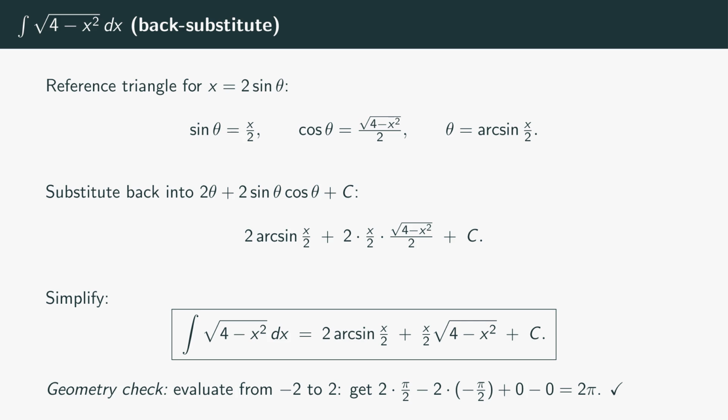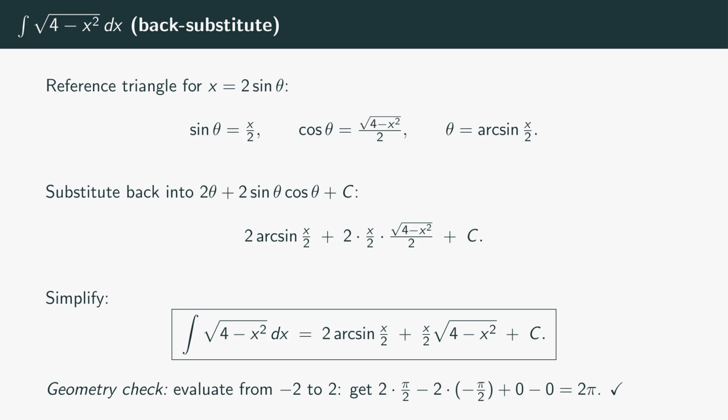And here's the most satisfying check in this whole episode. Plug in the bounds x equals -2 and x equals 2, which should give us the area of the full semicircle, 2 pi. At x equals 2, 2 arcsine of 1 equals 2 times pi over 2 equals pi, plus 2 over 2 times 0 equals 0. Total, pi. At x equals -2, 2 arcsine of -1 equals -pi plus 0. Total, -pi.